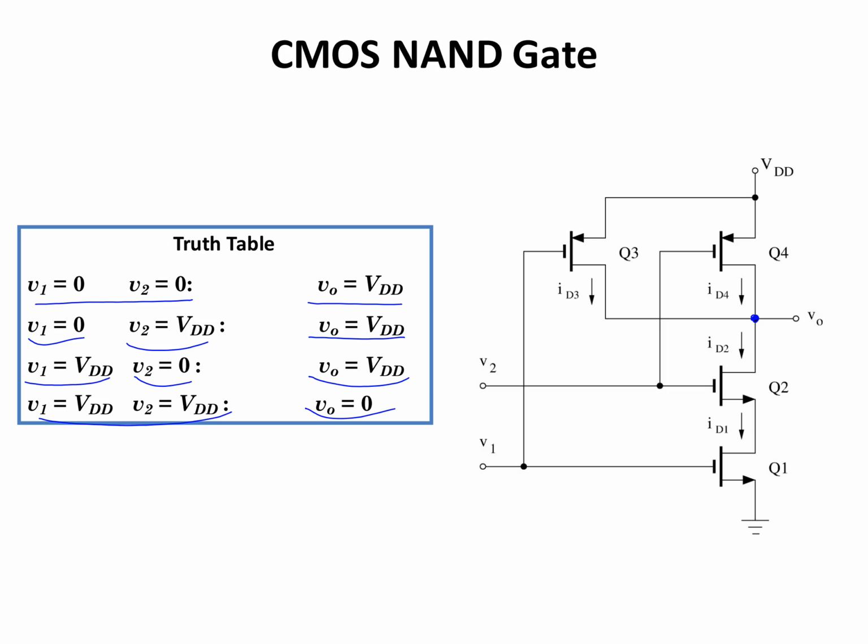Using CMOS technology, the two-input NAND gate consists of two NMOS transistors, this one and this one, and two PMOS transistors, this one and this one. The input signals are connected to the gates of these four transistors. V1 is connected to the gate of Q1 and Q3, and V2 is connected to the gate of Q2 and the gate of Q4. The output is taken at the drain of Q4, which is connected to the drain of Q2.